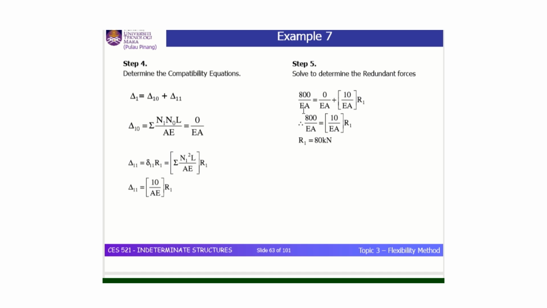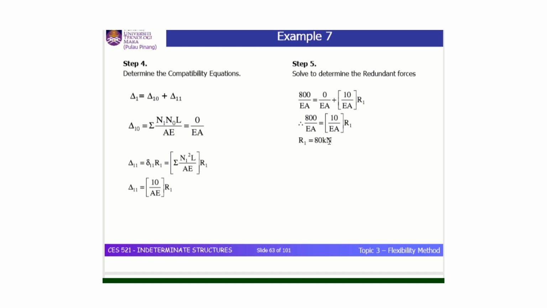Why do we have 800 over EA here? This is the displacement at D in X direction for the actual structure, because your question clearly mentions a support movement at D in X. They have a support movement of 800 over EA, clearly mentioned in your problem. That's why on the actual structure we have 800 over EA. Now you substitute all the values: delta 1, delta 10, and delta 11. So you can solve this equation for R. EA you can cancel off, so R equals 80 kilonewton.